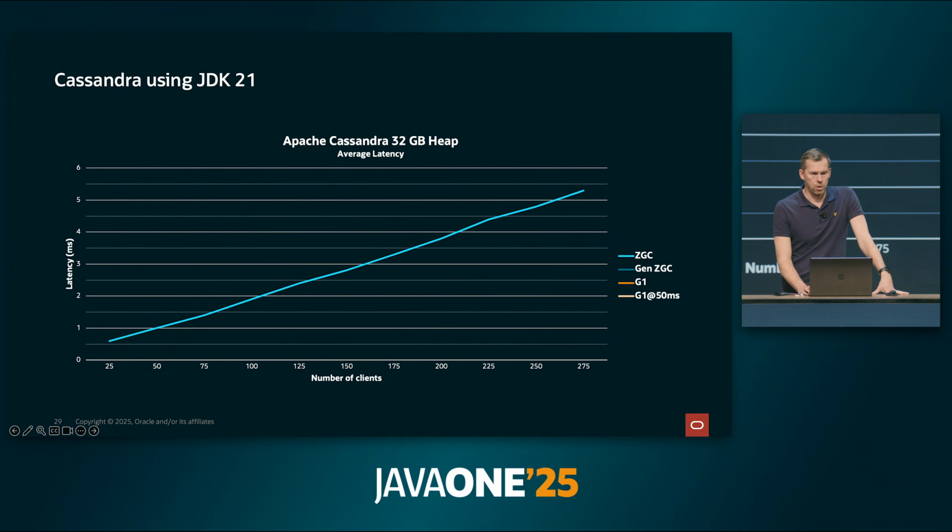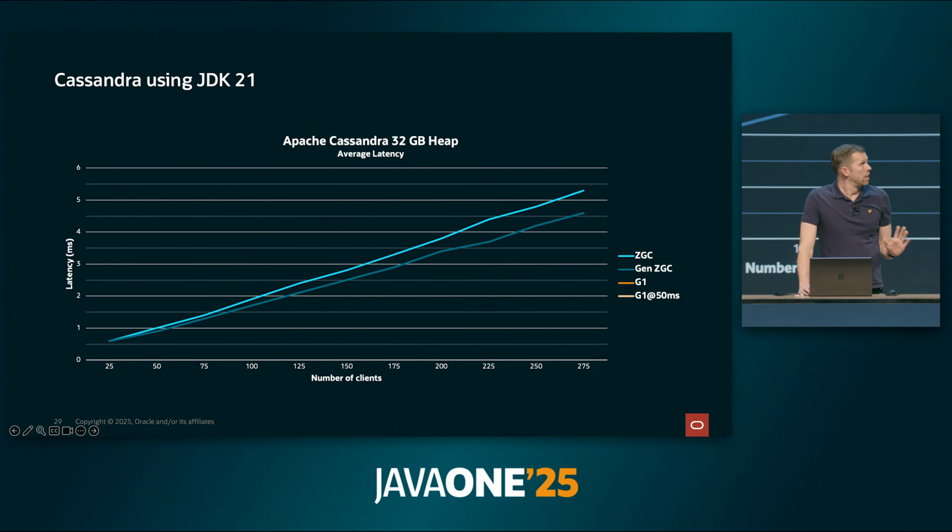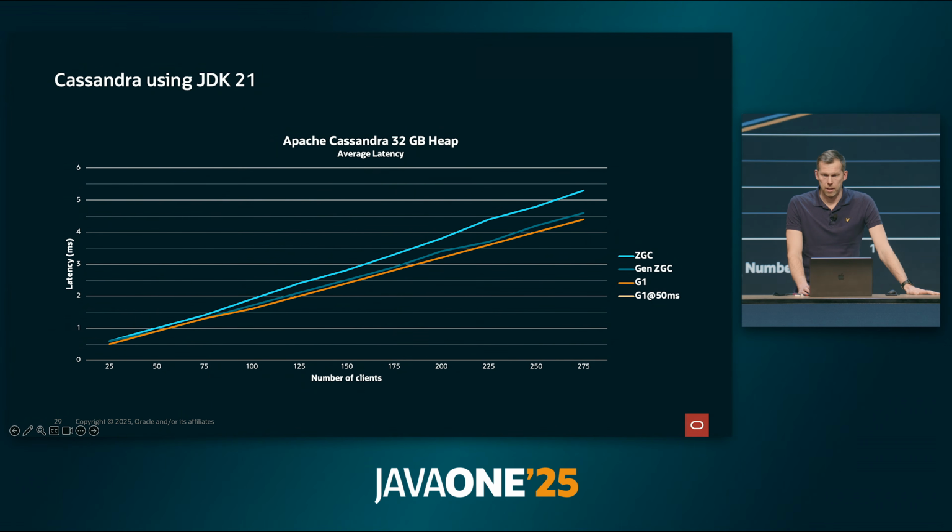If we're looking at non-generational ZGC, kind of as expected, a linear increase. The same is true for generational ZGC, but with slightly lower values. Then G1 and G1 with a 50 millisecond pause target. That means I've configured G1 with a 50 millisecond pause target, and that gives more or less the same results as normal G1.